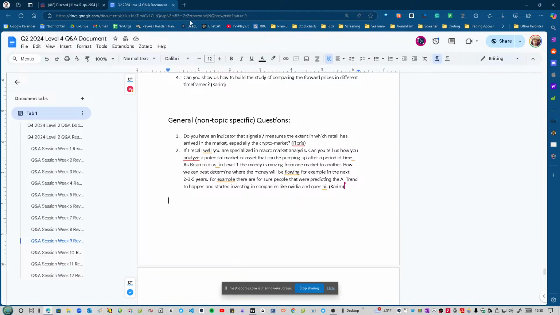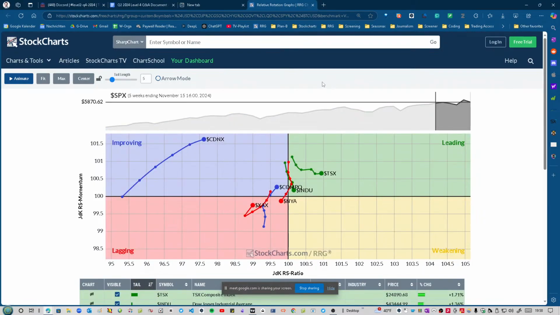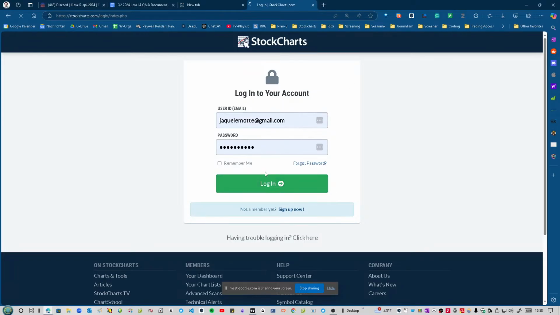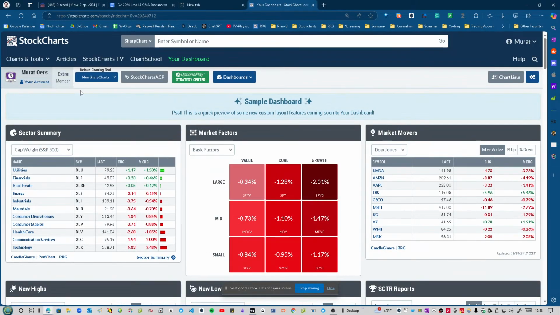Yes, actually, that is my specialization, like you said. And what I use for that is the relative rotation graph. I just want to spoil it a little bit, because you can go here on StockCharts. Brian showed us StockCharts in level 1, and far back in 2017 I thought, oh well, this is a 1980s site. It looked a little bit different then. They just facelifted it a little bit, but this site is very, very good.